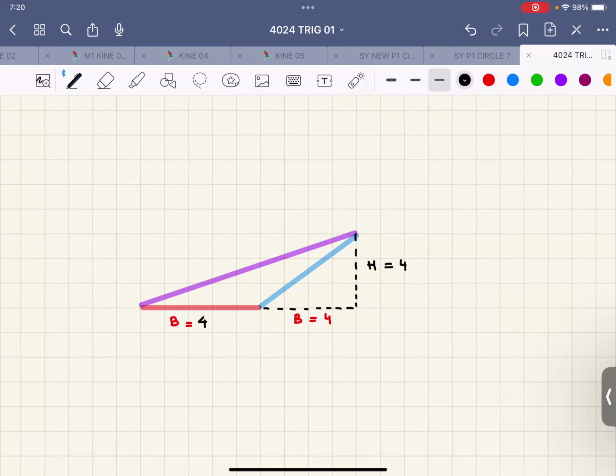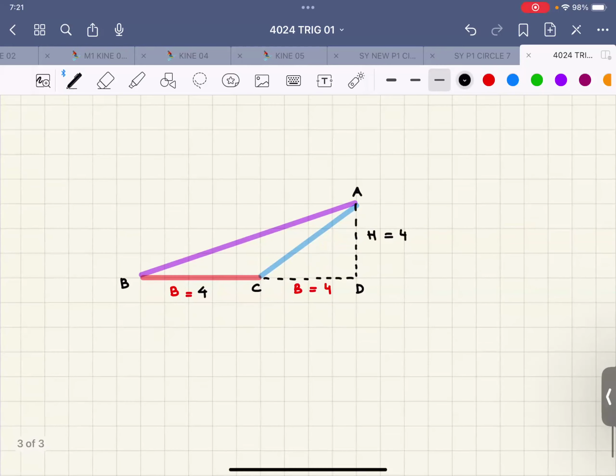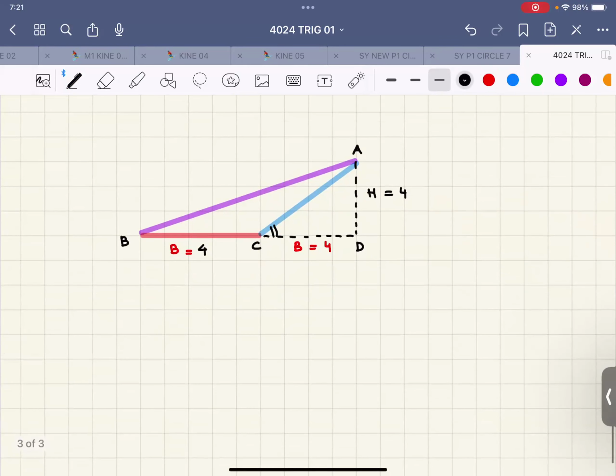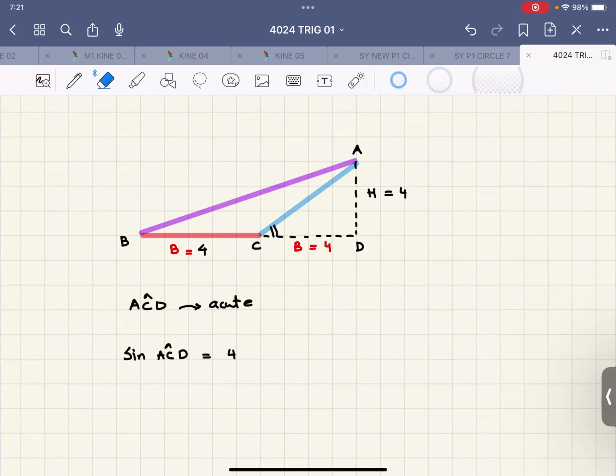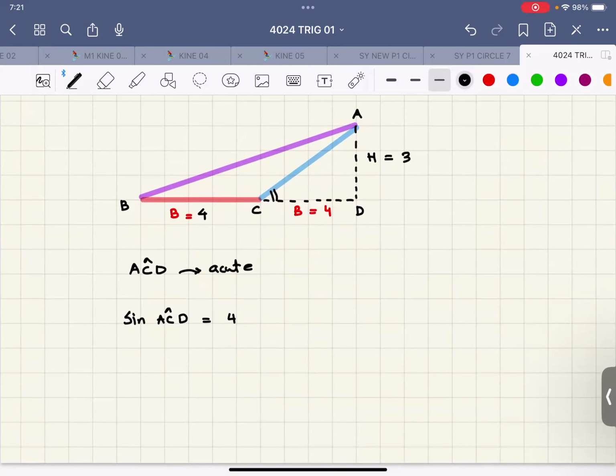Let me label this thing as A, B, C, and D. Now let me focus on this angle ACD. Angle ACD is acute, and sine of ACD equals 4 over 4. Actually 3 over 4. Let me correct myself. This is 3 and this is 4. So sine of ACD is 3 over 4. Cosine of ACD is 4. My bad, that is tangent I've written.